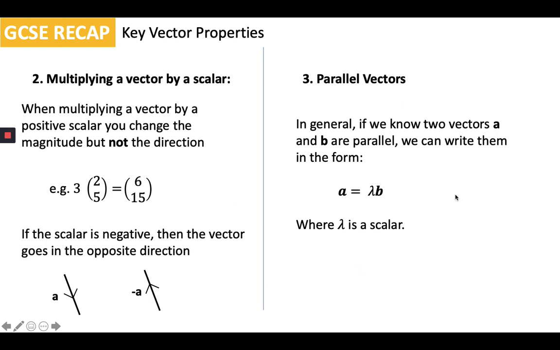If lambda is a negative number, they're still parallel because it's flipped, but the line hasn't rotated and moved out of parallel. So this is our definition of two parallel vectors, and this is how we're going to prove two vectors are parallel. We'll have a look at a question like that in a second, but A equals lambda B is the way I can prove that any two vectors are parallel to each other.